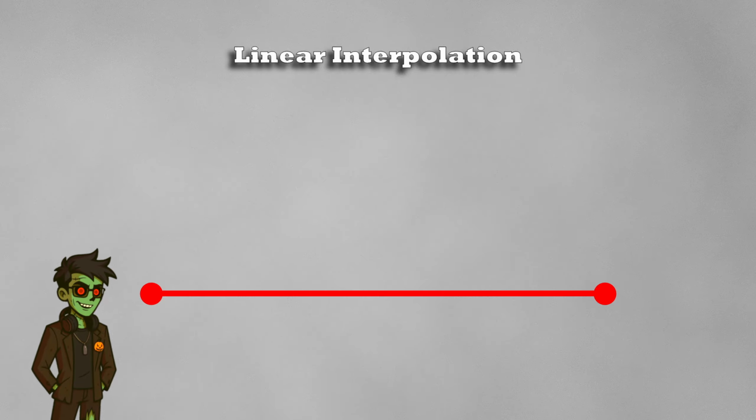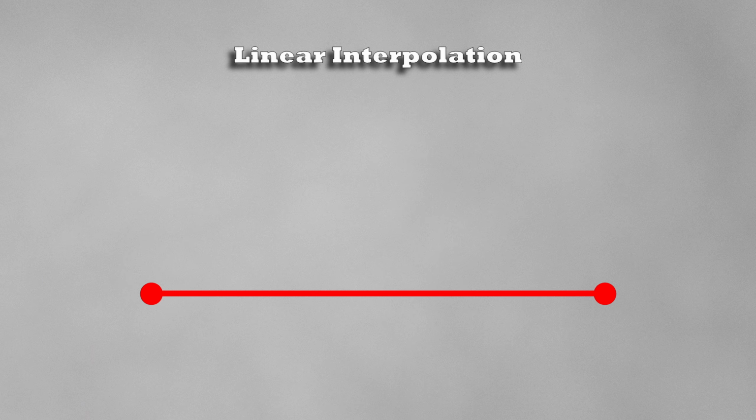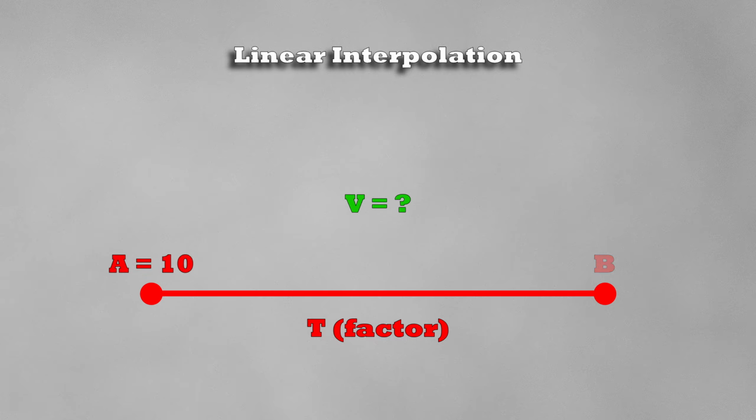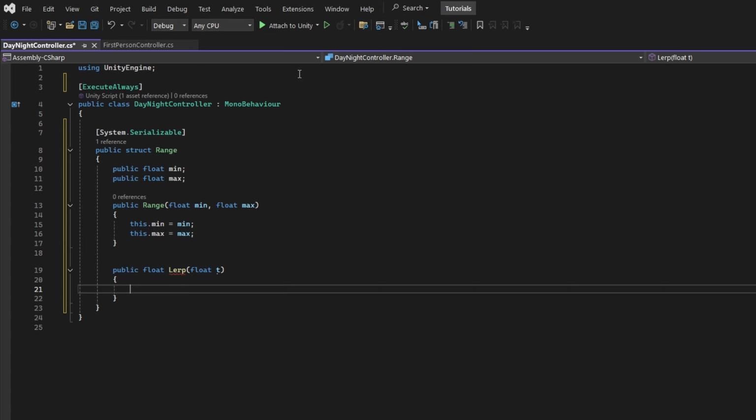Lerp is short for linear interpolation. If you don't know what this is, here's a quick explanation. It's essentially getting a value between point A and point B based on an interpolation factor, which is usually a number from 0 to 1. So if A is 10 and B is 20, here's what the value would be based on T. This can be done in a single line with mathf.lerp.